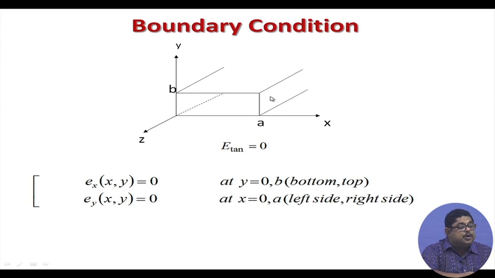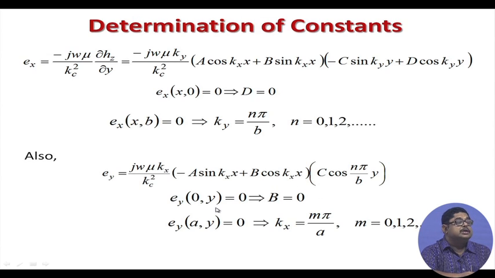What is the other component? Y component. So, Ey should go to 0 at the left side wall and right side wall. So, we put this boundary condition into those solutions that we got, that means Ex, Ey, Hx, Hy, whatever we got. In that, for Ex, Ey, we put this and force that to 0.